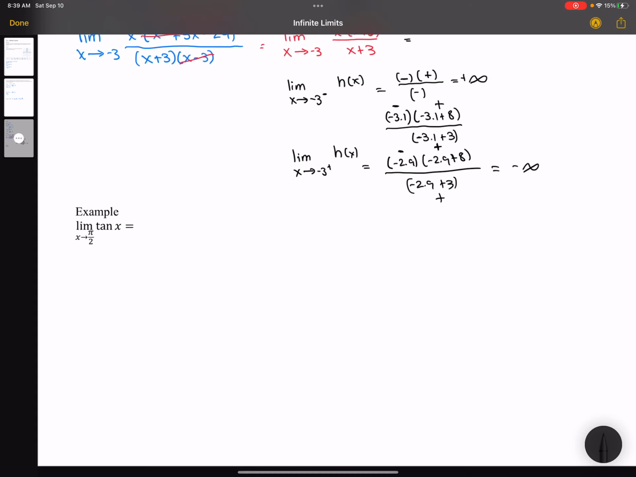For our last example, we have tangent x. So we should already know that tangent has asymptotes at all of the odd multiples of pi over 2. So let's rewrite tangent to be sine divided by cosine. So we have the limit as x approaches pi over 2 of sine x divided by cosine x.